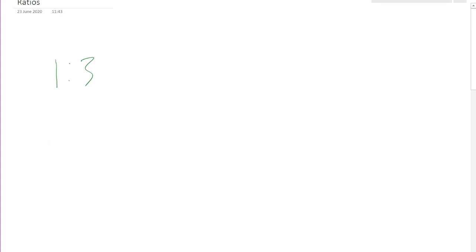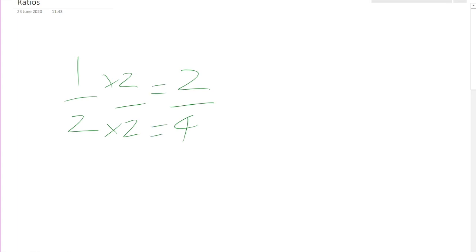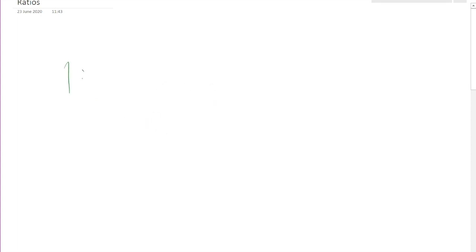Well, this uses equivalent ratios. So we know what equivalent fractions are. For example, something like 1/2 is equivalent to 2/4, and we get that because we just multiply the top and bottom by exactly the same thing. And that works. That's an equivalent fraction. We can do exactly the same with an equivalent ratio. So if we have 1 to 3 and we multiply both sides of the colon by 2, we get 2 to 6. And 2 to 6 is exactly the same ratio as 1 to 3.